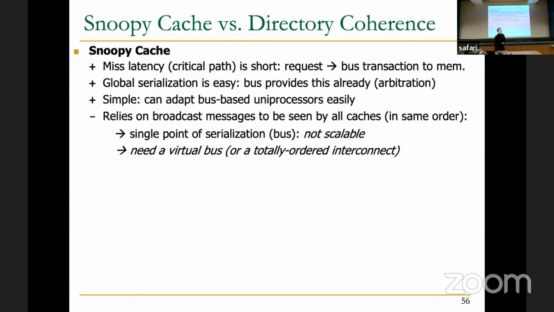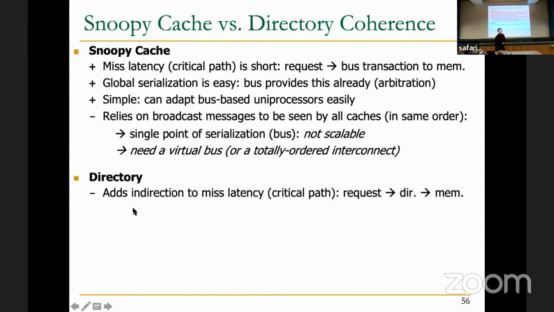So directory, I'll start with the disadvantages. Essentially, now you add indirection to the miss latency, right? Whenever you want access to a block, you need to go through the directory. So in this picture, the request goes to the directory, and then the directory gets the data from memory and sends it back. So there's an indirection on the critical path of access. So the latencies are longer with directory-based protocols.